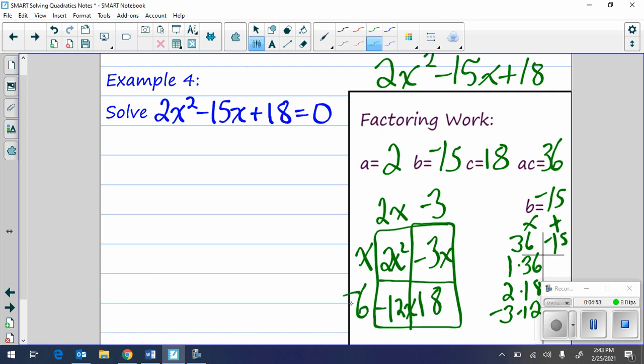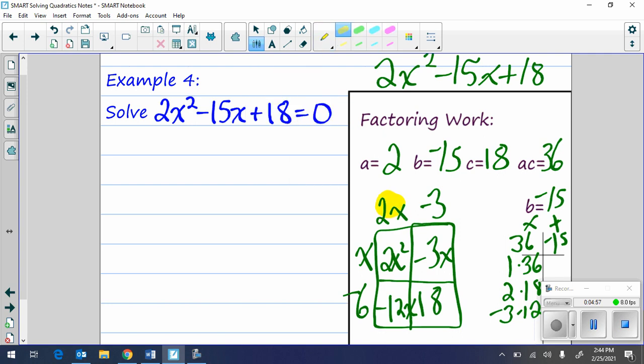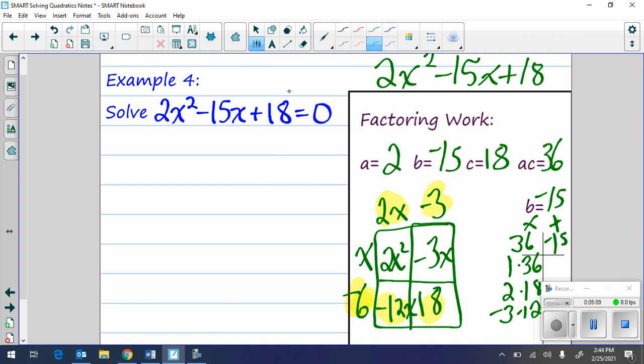If you're worried that you didn't pull out the correct GCF, go in and do multiplication. Be like, does my 2x times -6 equal -12x? Yeah, okay. -3 times -6 equal 18. Yeah, okay. So if you're not sure that you got the greatest common factor, remultiply and make sure it works. And it does. So this is going to factor to 2x minus 3 times x minus 6.